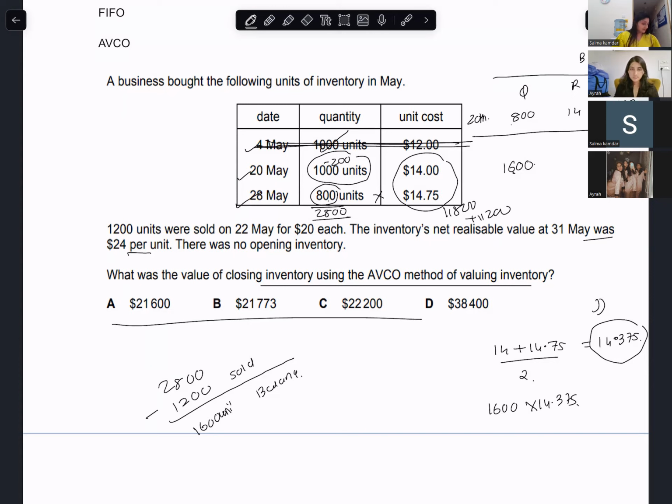11,800 plus 11,200. 23,000 divided by 1,600. It's that only, 14.375. Okay. What is that the thing? This 24 per unit, is that relating to anything in this?